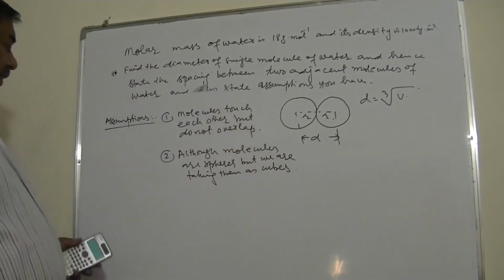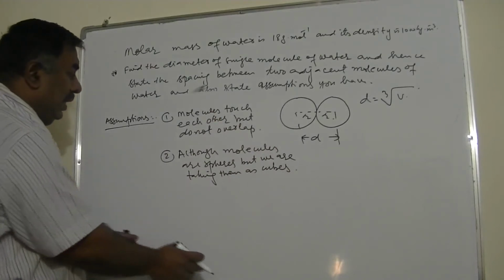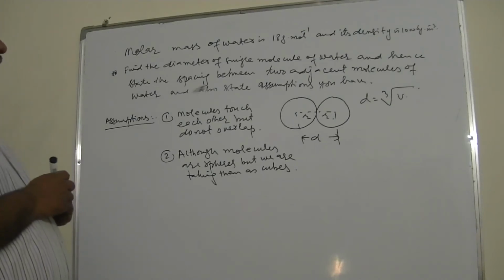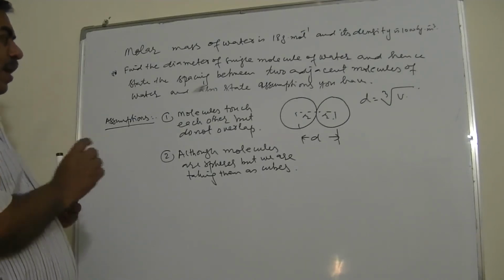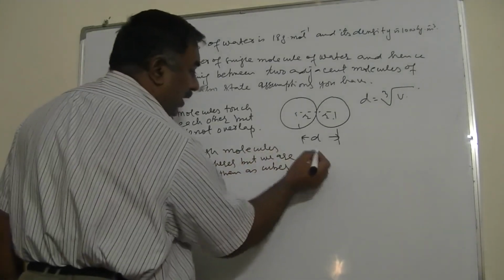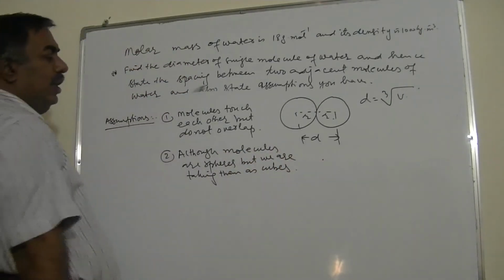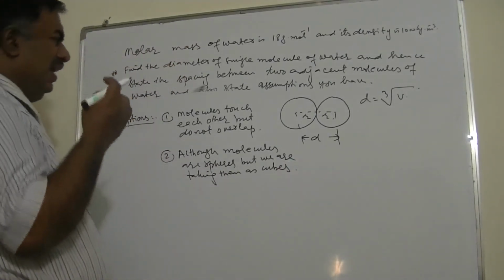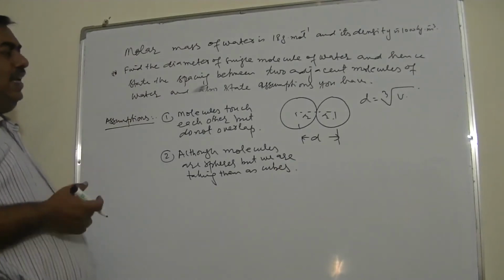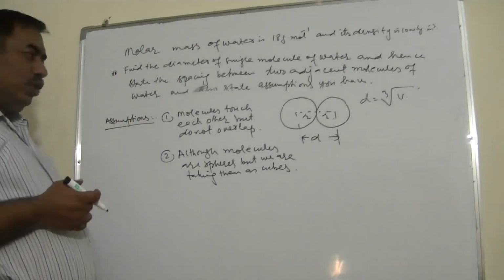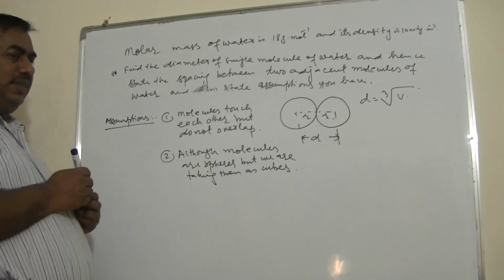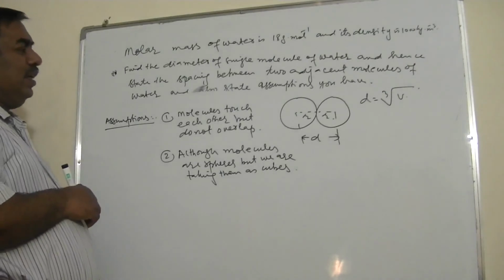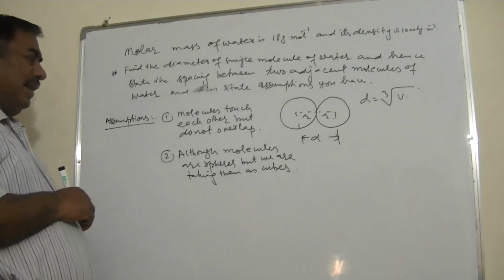First, molecules touch each other but do not overlap, and second, although molecules are spheres, we are taking them as cubes. Simply because if the molecules are very small, there will be thousands of molecules, and you cannot decide whether it is a sphere or a cube. Similarly, if the molecules are very tiny particles, you cannot say whether they are spheres or cubes. You can treat them so for estimation purposes, and there will be no variation in the results. So although they are spheres, we will be taking them as cubes.